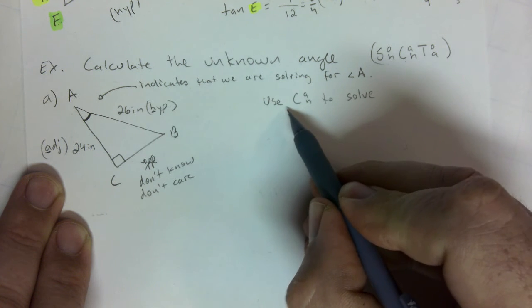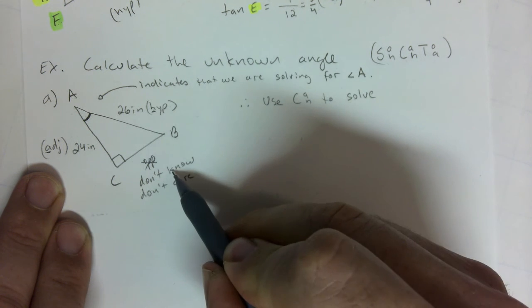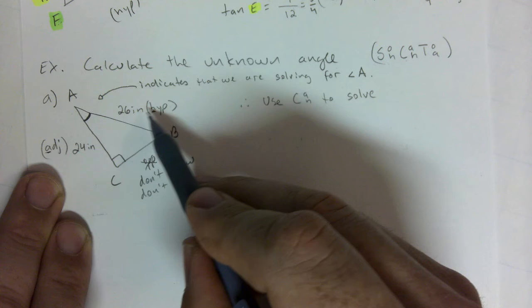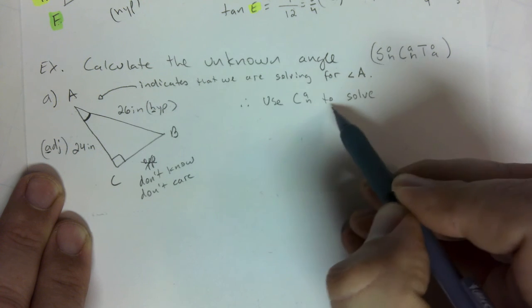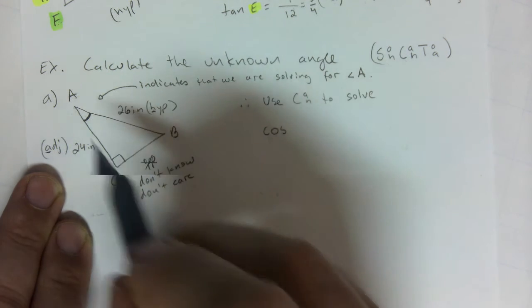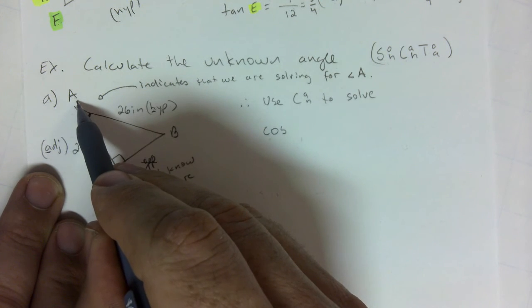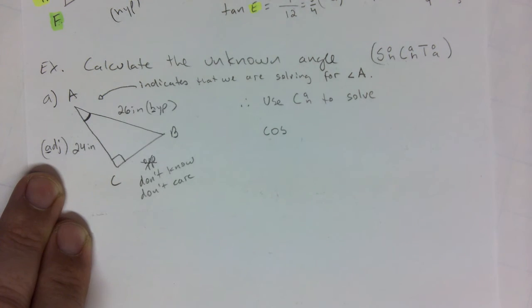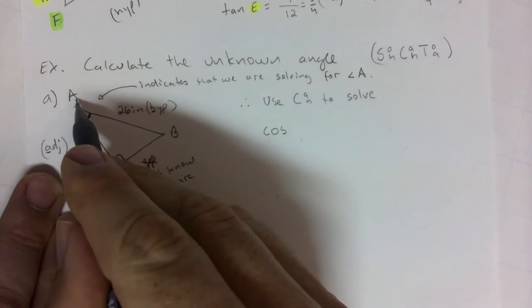Okay? Therefore, we've determined the don't know, don't care. A and H is left. Use this to solve. So we actually go like this: cosine of whatever angle they're asking me for. This could be X, Y, Z, you name it. In this case, they called it A.